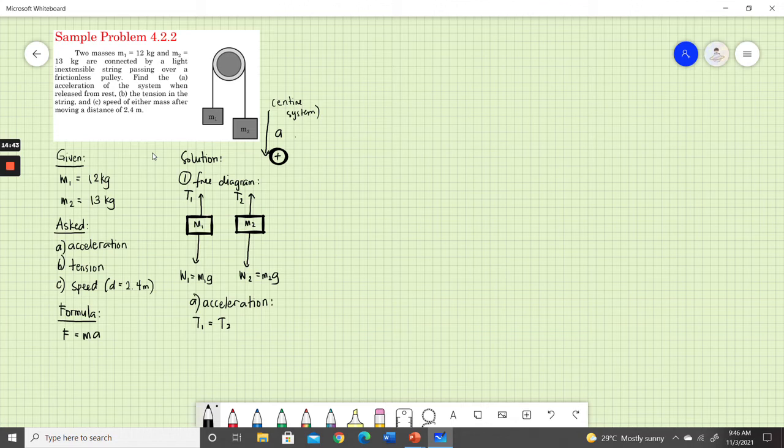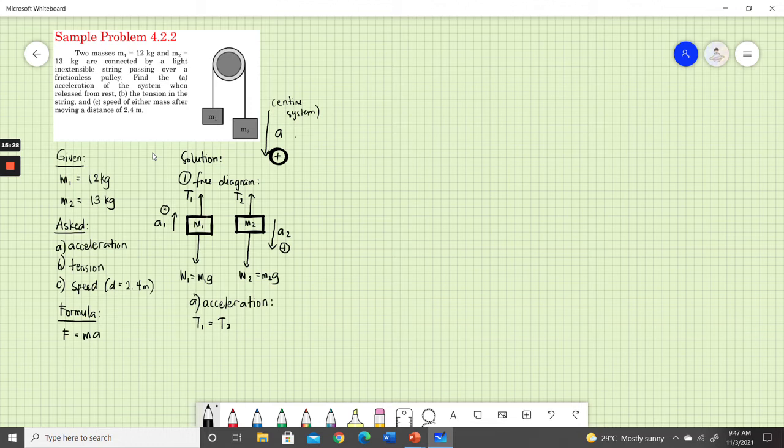Moreover, we can also look at the acceleration for each of the masses. Since we know that mass 2 is going down, there is an acceleration happening for mass 2, and that acceleration is going down. And we can assume that as our positive. Also, there is an acceleration happening for mass 1, and since that direction is positive, we can use this as the negative direction. Therefore, this direction is going in the negative.